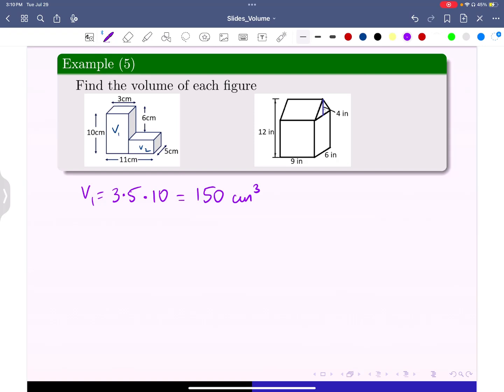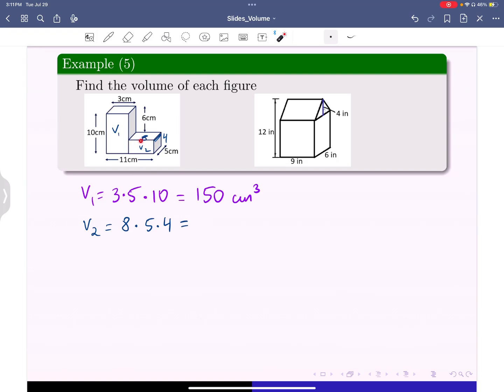Now volume 2, if this side is 3, the whole is 11, 11 minus 3, that means that this side is 8. So here we have 8, the width we have 5, and the height is, this is 6, so this should be 4. So volume 2 would be 8 times 5 times 4.